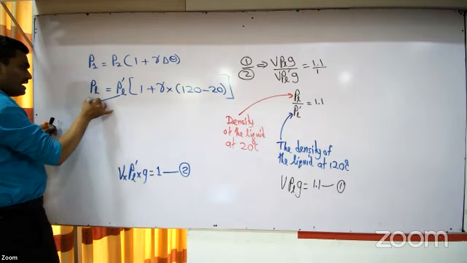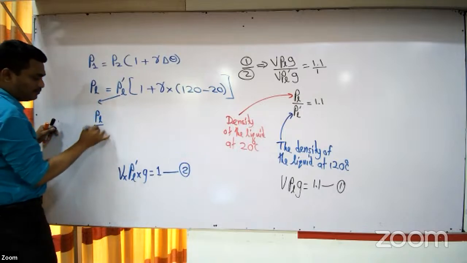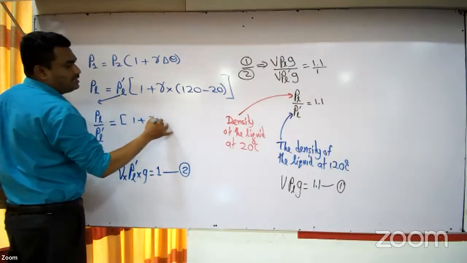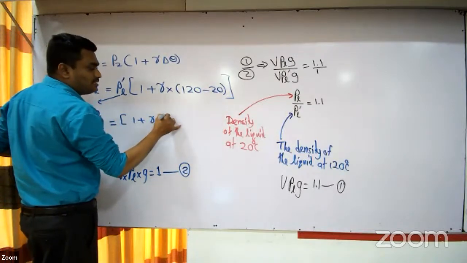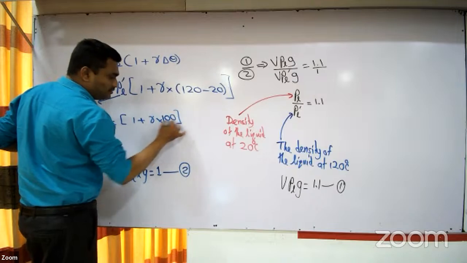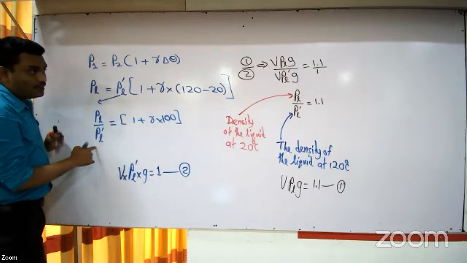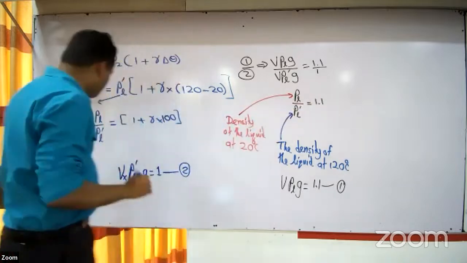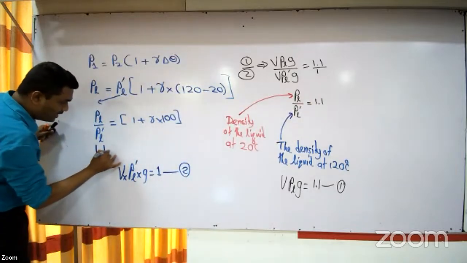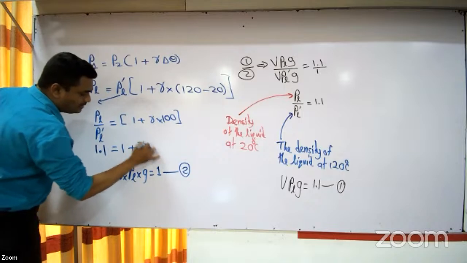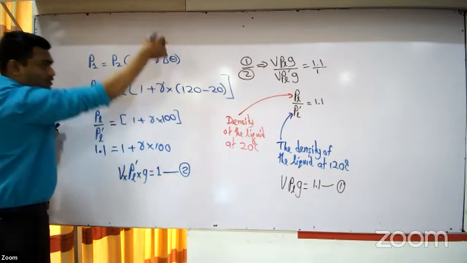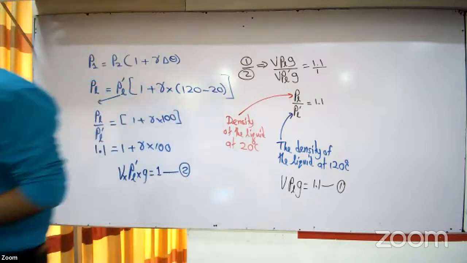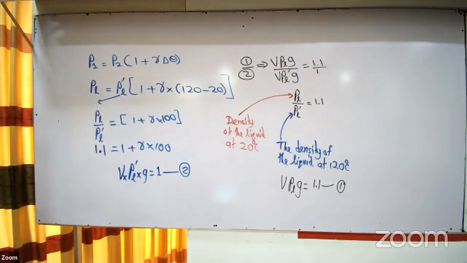So if I take rho L dash to this side, I get rho L divided by rho L dash equals 1 plus gamma into 120 minus 20, which is 100. And rho L divided by rho L dash is 1.1. Therefore, 1.1 equals 1 plus gamma into 100. Can you do the rest of the simplifications and find gamma? Here I am looking for an approximate answer.